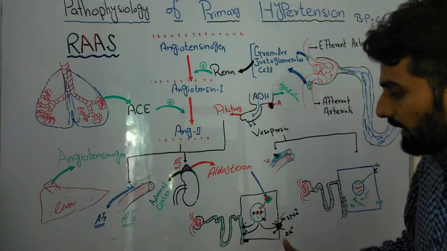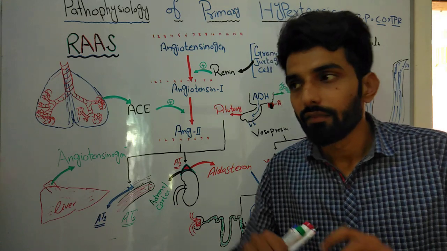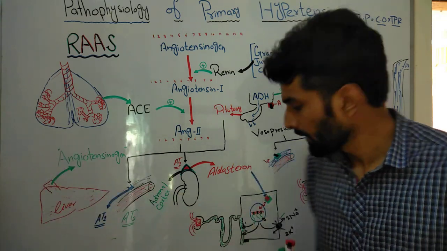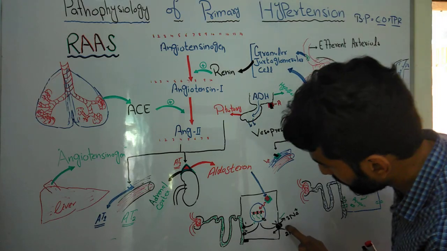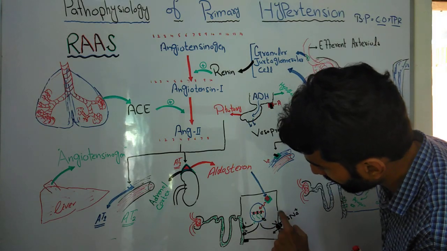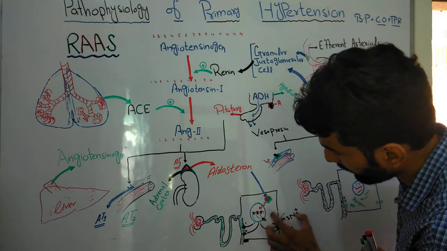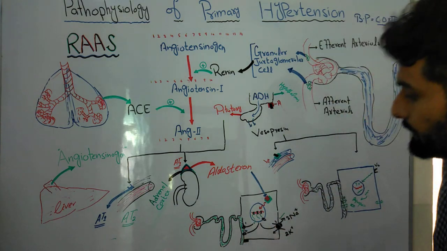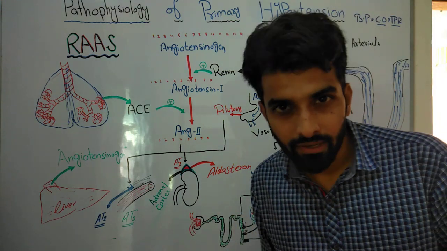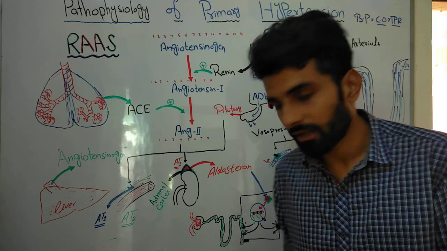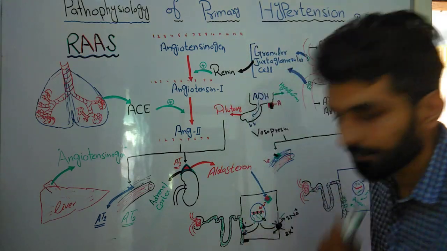So when the transcription and translation process will happen and proteins will be produced, these proteins will be translocated onto the different sites. This sodium potassium ATPase pump will be translocated on the basolateral side, while some other proteins, which include sodium channel and potassium channel, will be translocated on the apical side, on the luminal side.